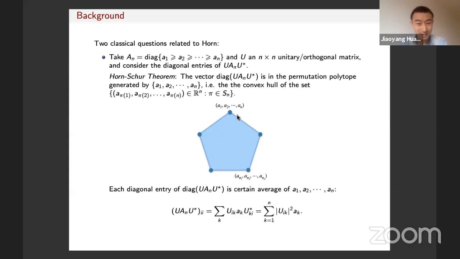However, this only shows that any vector which can be achieved in this way must be in this polytope. It's slightly harder to show that actually every point in this polytope can be achieved by the diagonal entries of U AN U star. So I will not talk about it.